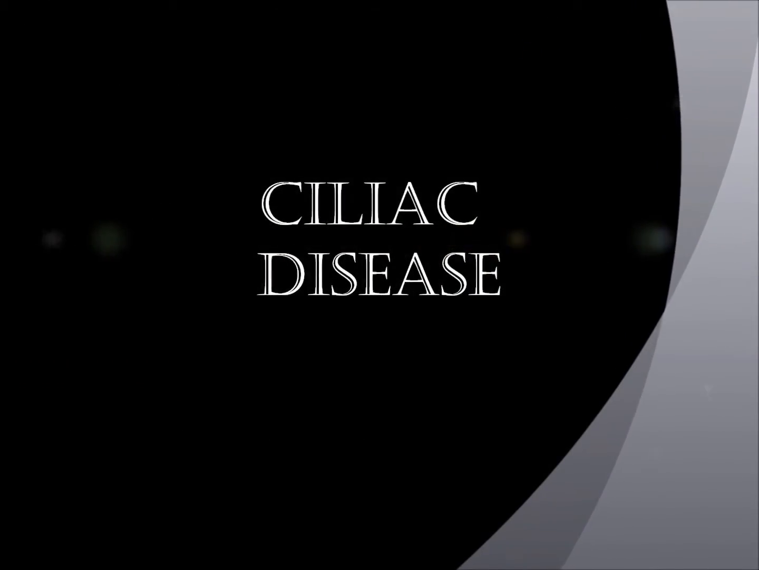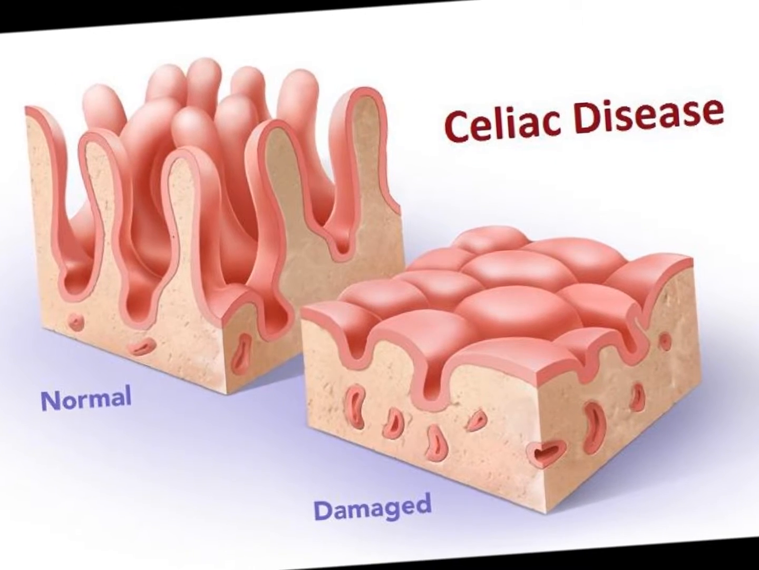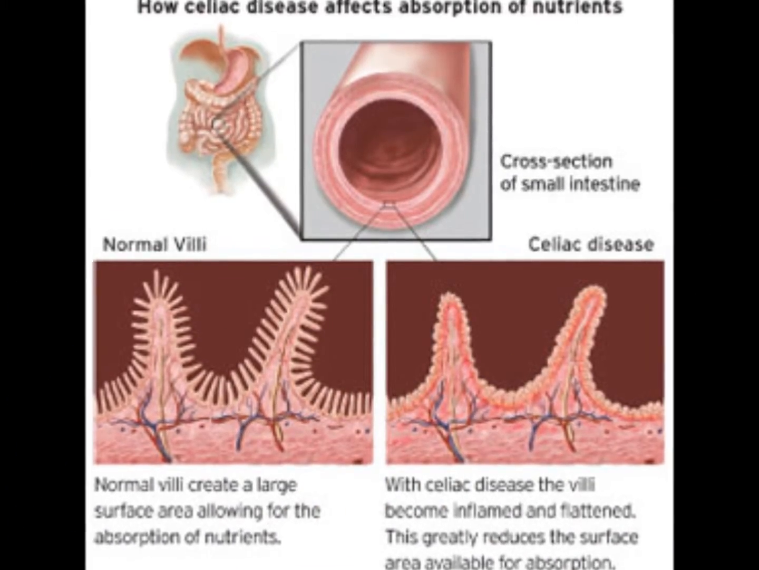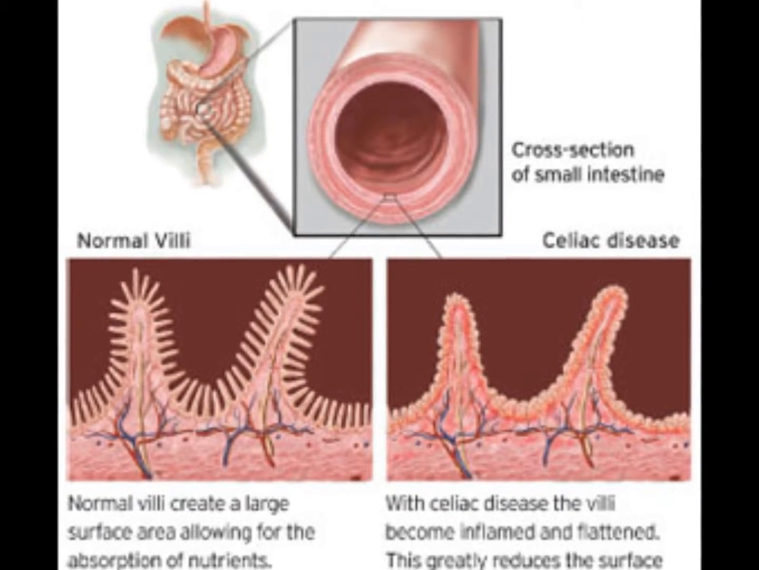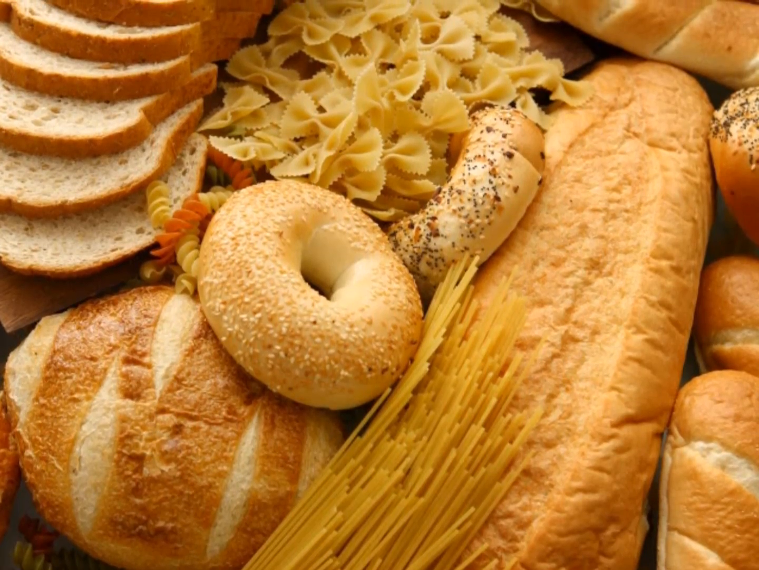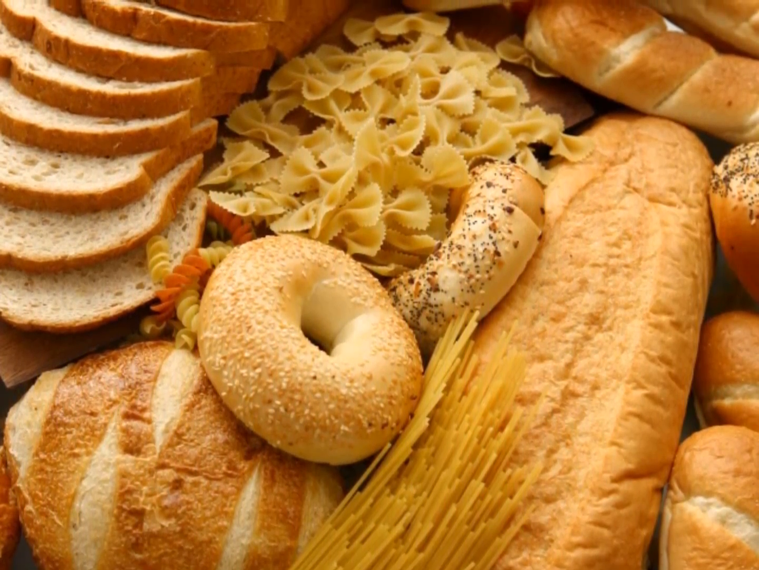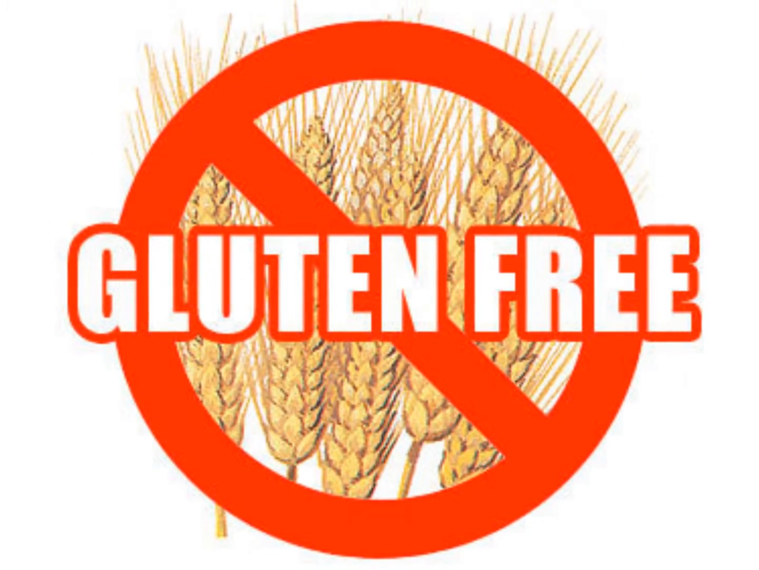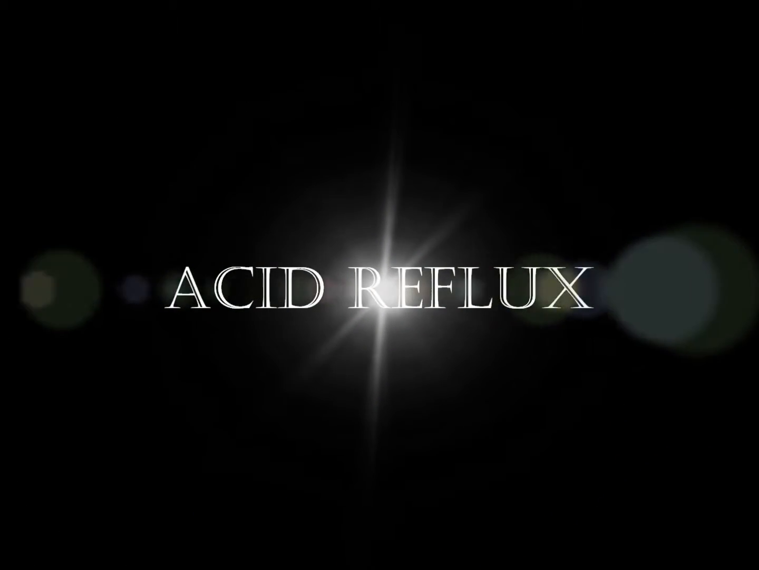Celiac disease. Celiac disease can affect both children and adults. Symptoms are diarrhea, bloating, stomach pain, and thinning of the bones. People who have this disease cannot eat gluten. Gluten is found in wheat, rye, and barley. The gluten damages the lining of the small intestine, and when this happens, the body cannot absorb important nutrients. People who have this disease can live a healthy and energetic life if they eliminate foods with gluten.